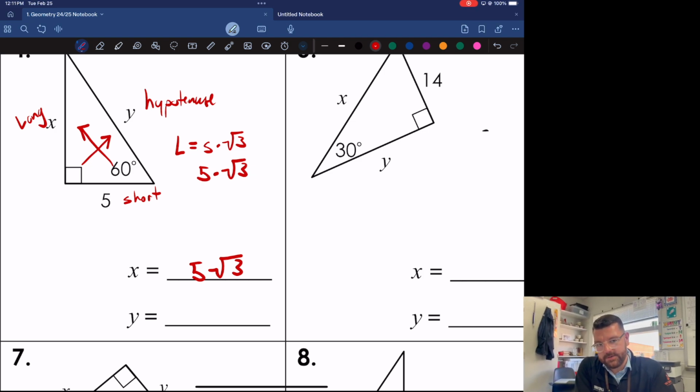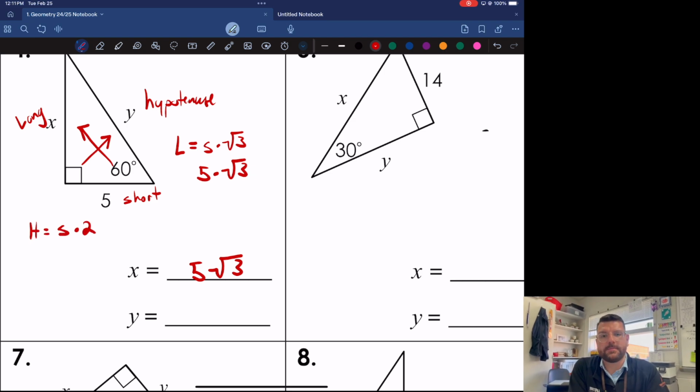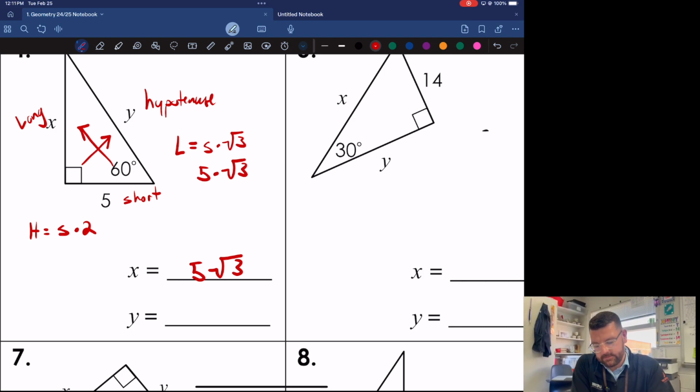The y is the hypotenuse, and our hypotenuse said take the short side and multiply it by 2. What is the short side? What's 5 times 2? 10 is my answer.